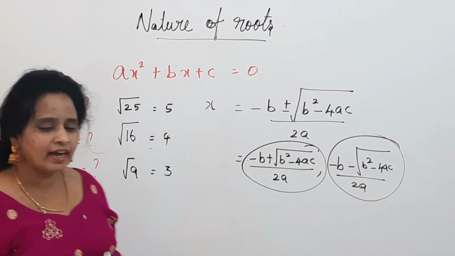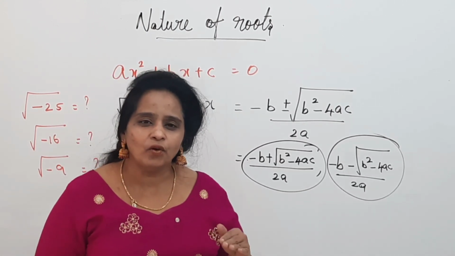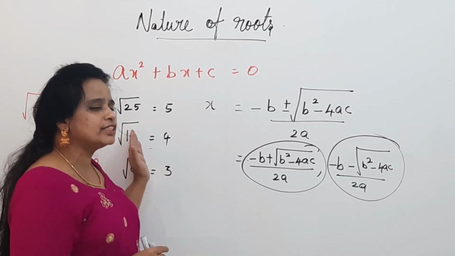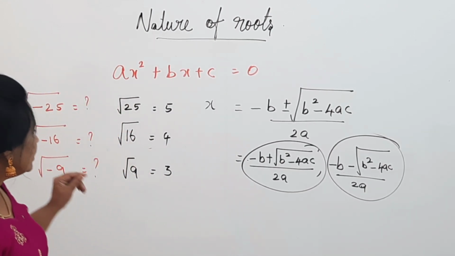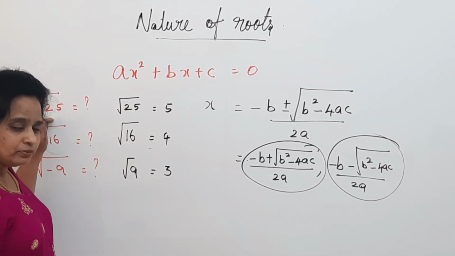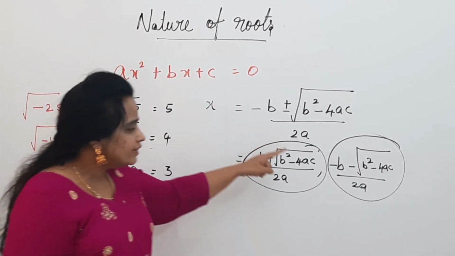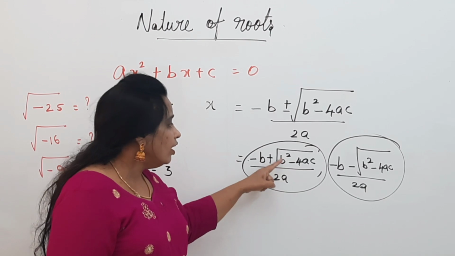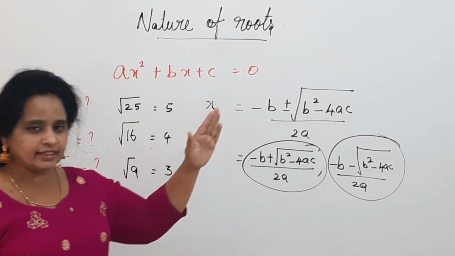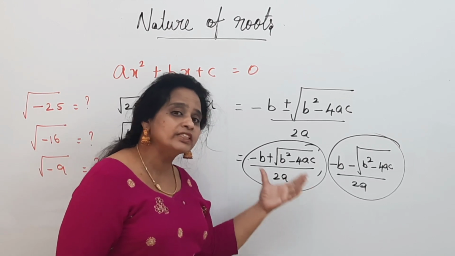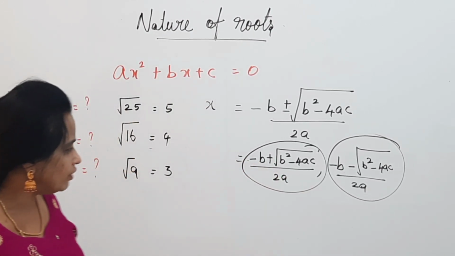It's not happening. So you must have studied all these with the positive square roots only. So if the negative square root comes, that means this is not existing. That's what this determines. If square root of b square minus 4ac is positive, then only the roots exist for this equation. I'll give an example, you will understand very clearly.